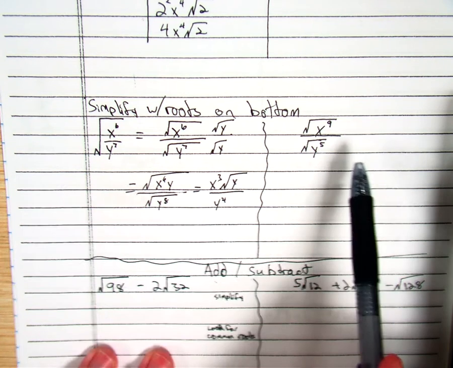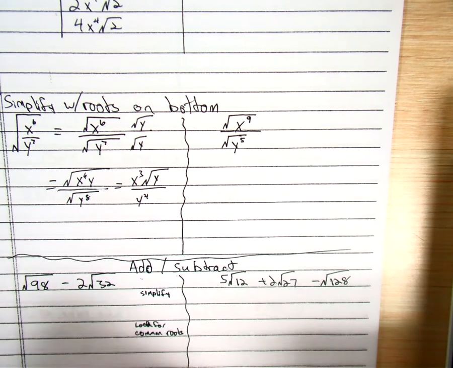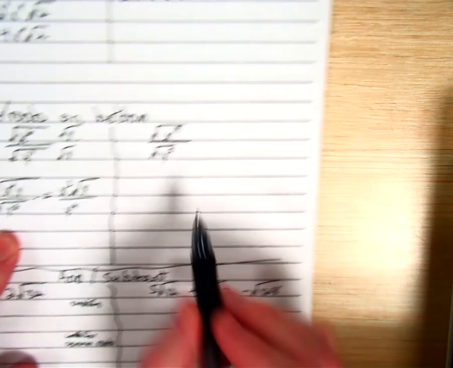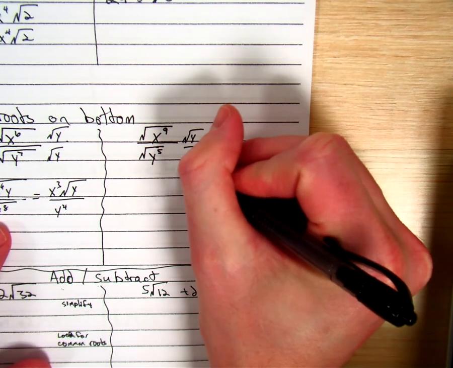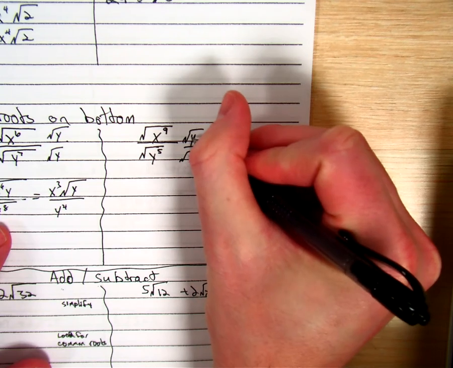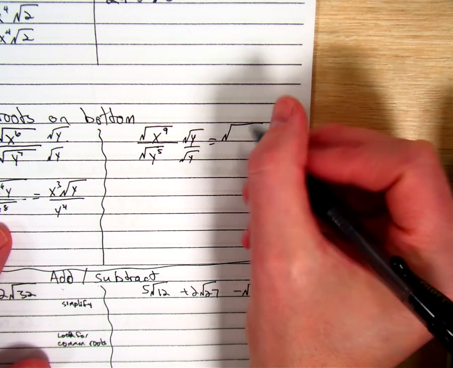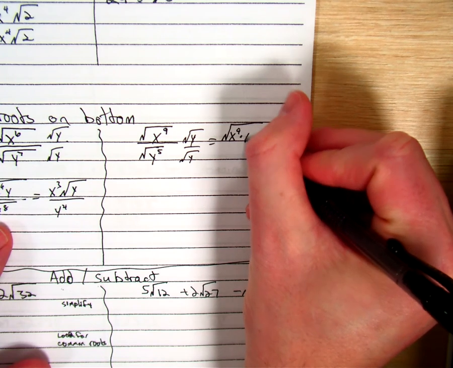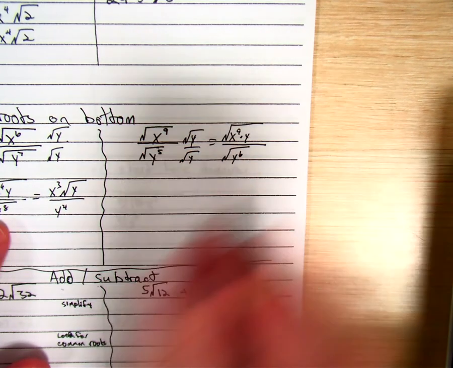Let's have you give it a shot over here with this one. Go ahead and push pause and try this one on your own. So it's pretty similar to this one, wasn't it? We're going to go square root of y, top and bottom. So now we have the square root of x to the 9th, times y, over the square root of y to the 6th.